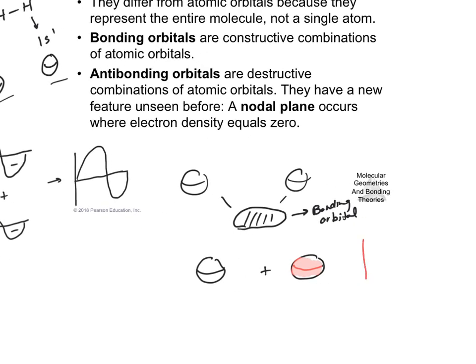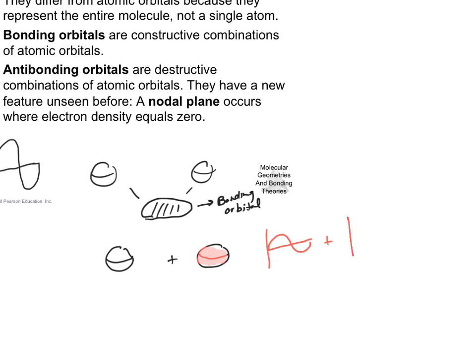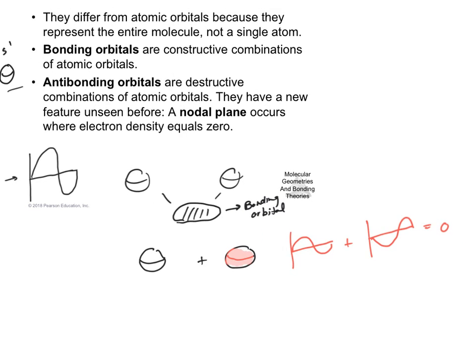Just like if I was over here and I had a wave and we added it to something that was completely out of phase with it, what would I get? Zero, right? So we would get the destruction of that wave. So when we take these guys, out of phase with one another, and we combine them, what are we going to get?